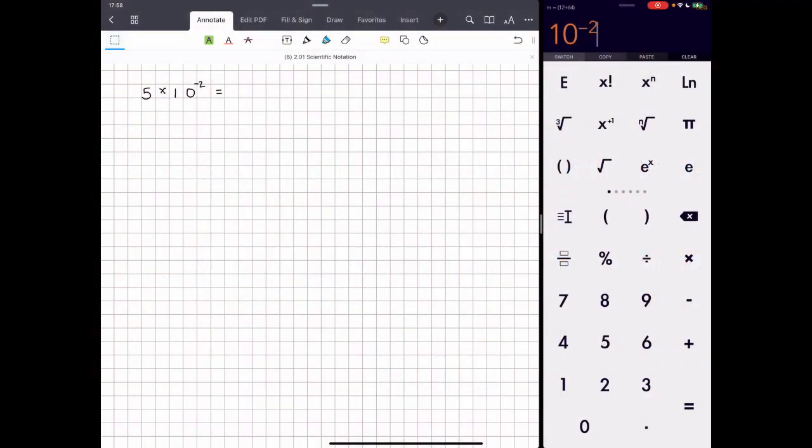We'll now turn our attention to scientific notation problems that have negative exponents. 10 to the negative second is 100th. So 5 times 10 to the negative second is equivalent to 5 times 0.01, which results in an answer of 500ths.